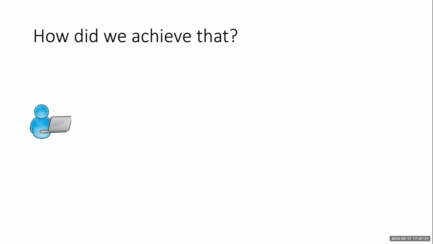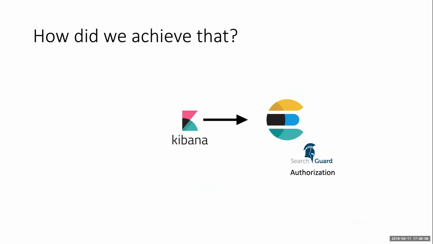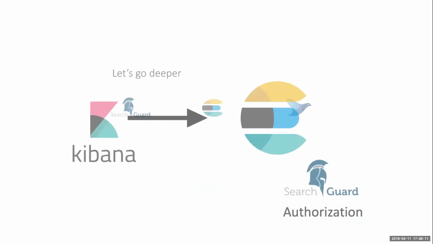First, he has to access the ingress from the Garden dashboard, for example, and he has to authenticate in front of the ingress. After that, the ingress will forward the authorization header to Kibana, and after that, Kibana makes a call to Elasticsearch, where is the Search Guard, and there the authorization happens. So let's focus on this part of the chain, and let's zoom in a little bit.